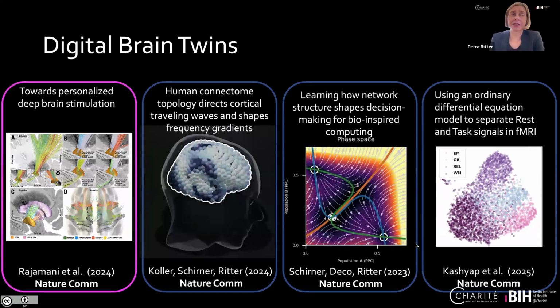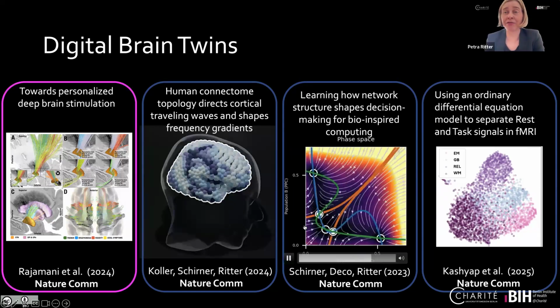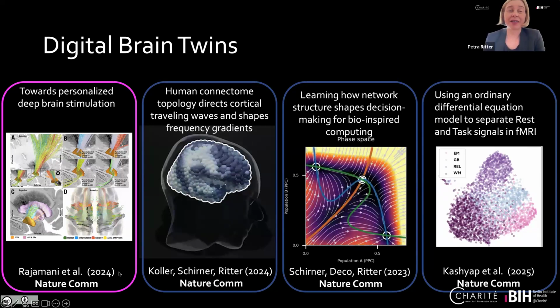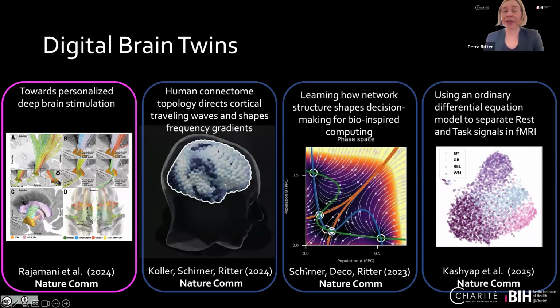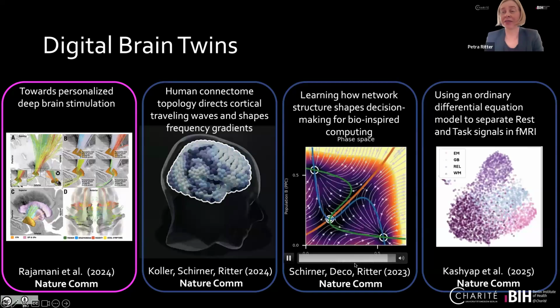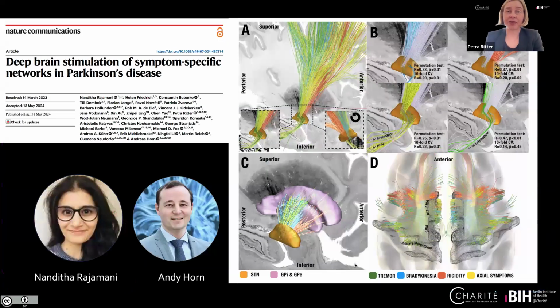So let's start with the first study. Funnily, all 4 have been published in the same journal, Nature Communications, but obviously by different authors and co-authors. The first one has been created under the lead of PhD student Nandita Rayamani and Andy Horn. He's a senior author when we did this work. He's actually a former colleague at the Charité. He then moved to Harvard, and now he is leading an institute in Cologne.